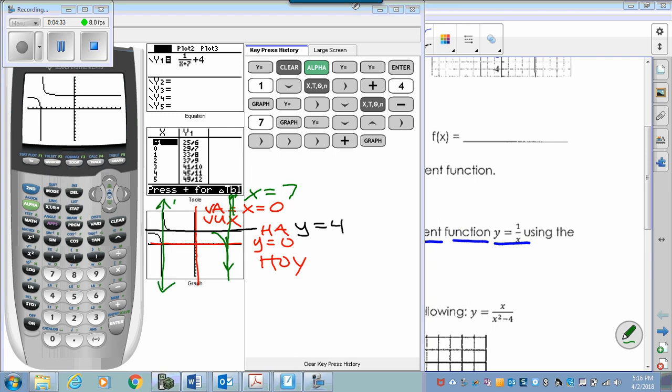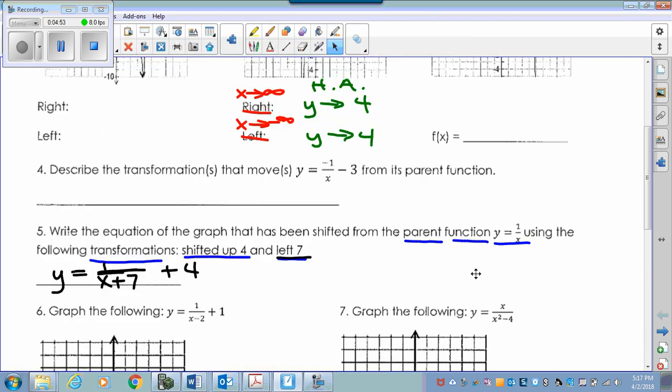That's my new vertical, not horizontal, that's my vertical asymptote, right? X equals negative 7. It went left 7. All right, very good. So the plus 7 is going to make it go left 7, and the plus 4 is going to shift it up 4, and then everything else stays the same. So that's end behavior, which has to do with the horizontal asymptote and transformations.